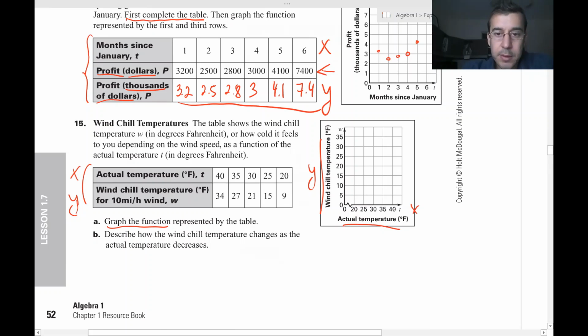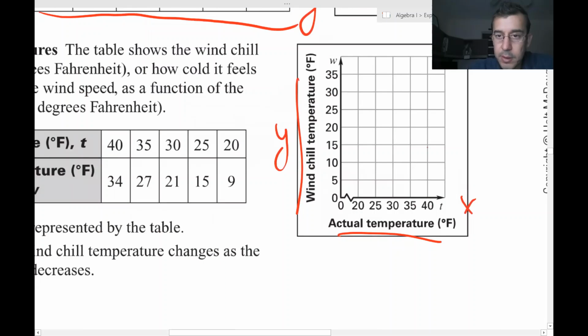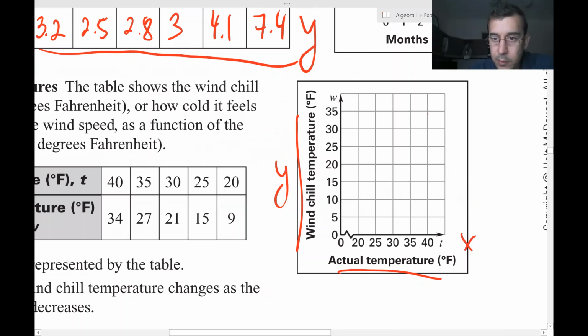So 40 and 34 would be somewhere here. Next, 35 and 27 is somewhere there. 30 and 21. 25 and 15. 20 and 9. Okay.